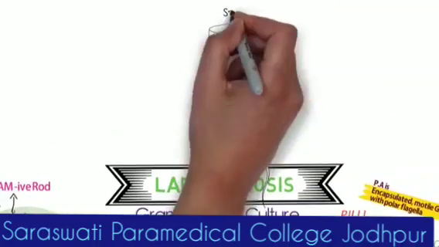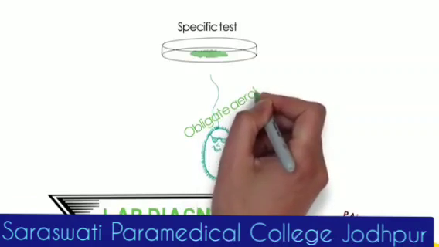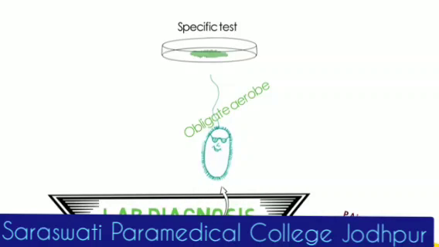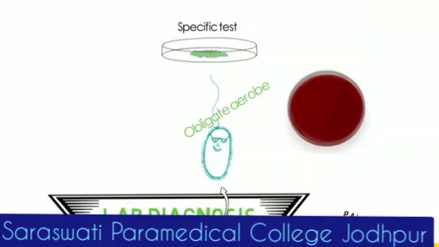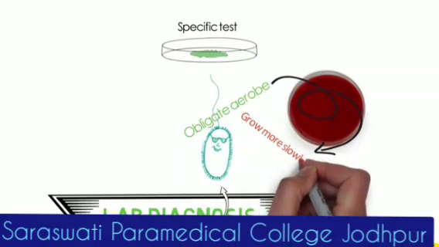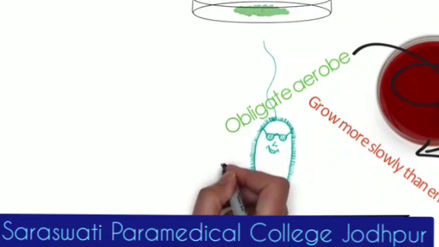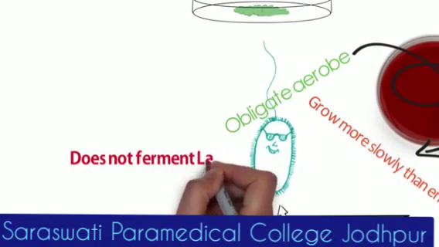Culture. Culture is the most specific test for the diagnosis of Pseudomonas aeruginosa infection. Pseudomonas aeruginosa is an obligate aerobe, and it grows on many types of culture media. Usually the specimen is plated on blood or other differential media, which are commonly used to grow enteric gram-negative rods. Pseudomonas aeruginosa grows readily on these media, but it grows more slowly than other enterics. And one very important fact, please pay attention, Pseudomonas aeruginosa does not ferment lactose.